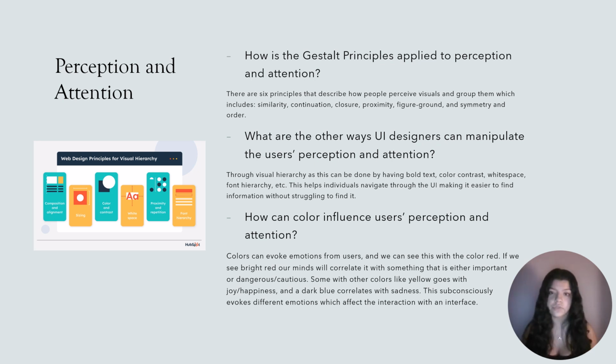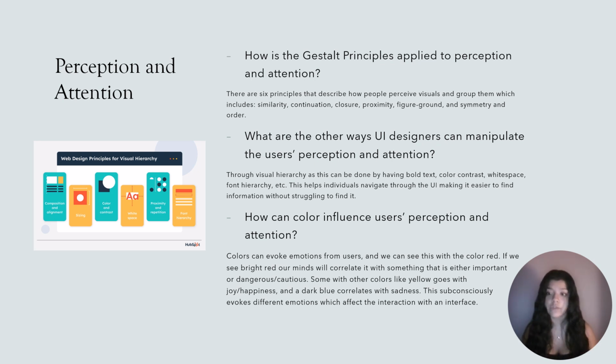They can do this through visual hierarchy, which can be done by having bold text, color contrast, white space, font hierarchy, and etc. This helps individuals navigate the user interface, making it easier to find information without struggling to find it. And the image on the left shows just some of the ways visual hierarchy can be used.